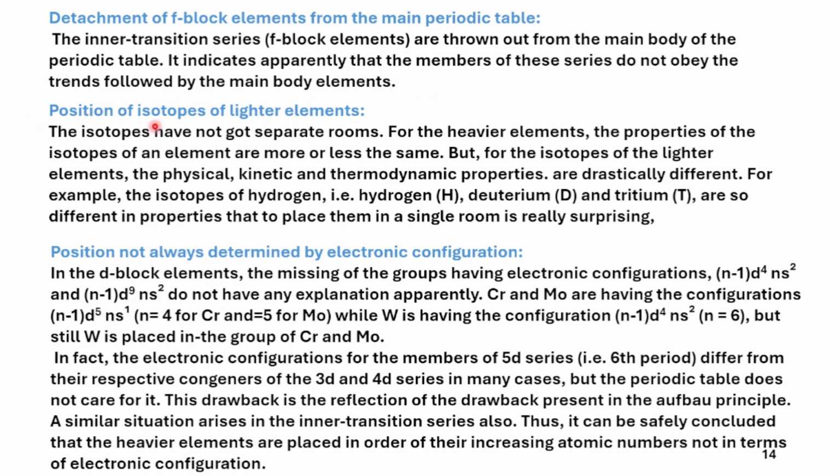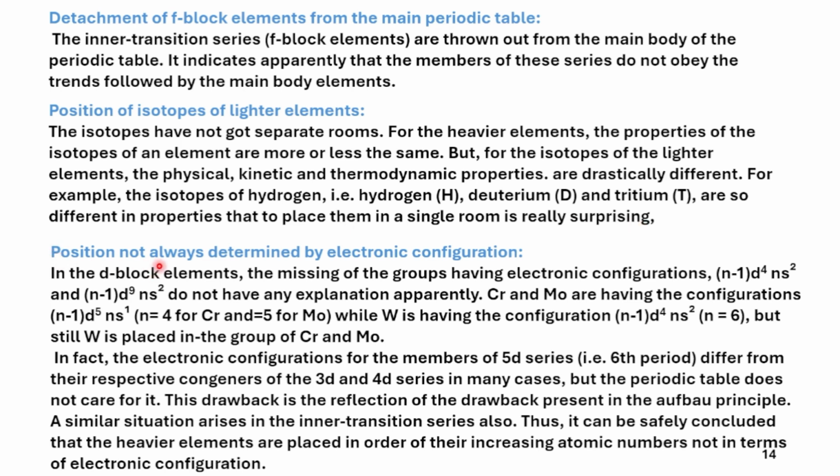Next one is the position of isotopes of lighter elements. The isotopes have not got separate rooms. For the heavier elements, the properties of the isotopes of an element are more or less the same. But for the isotopes of the lighter elements, the physical, kinetic and thermodynamic properties are drastically different. For example, the isotopes of hydrogen, that is hydrogen, deuterium and tritium, are so different in properties that to place them in a single room is really surprising. But these isotopes as of now are considered to be in the same room.